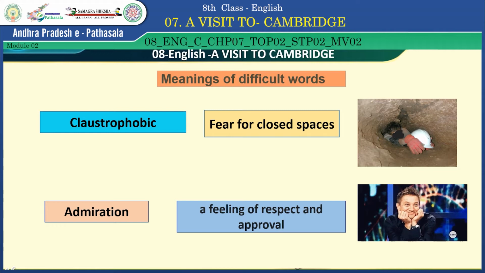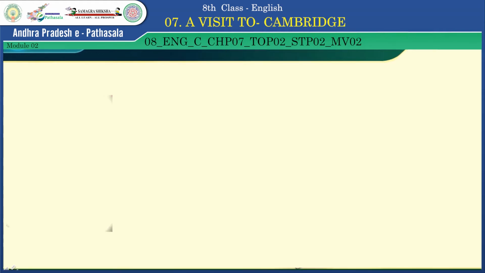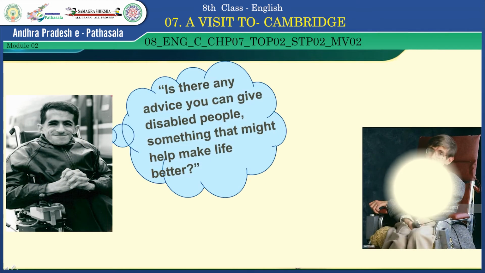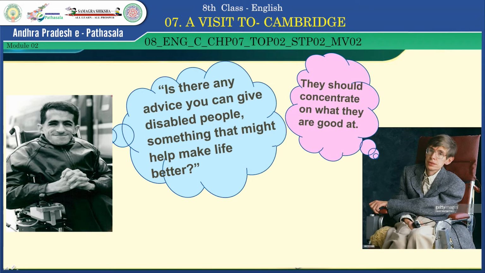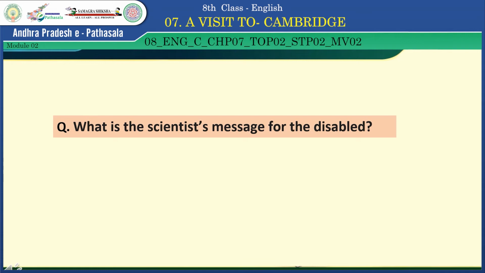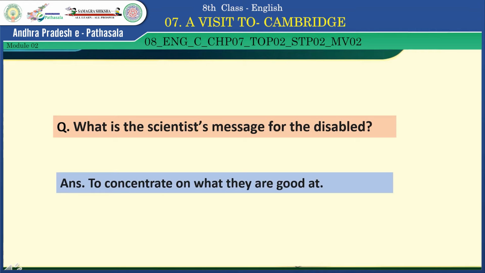Children, let's see the next conversation. Firdaus questions Hawking: Is there any advice you can give disabled people? Something that might help make life better? Hawking replies, they should concentrate on what they are good at. Children, now let's try to answer the question. What's the scientist's message for the disabled? To concentrate on what they are good at. Well done.